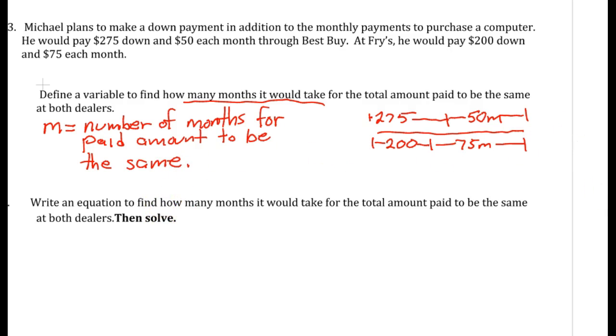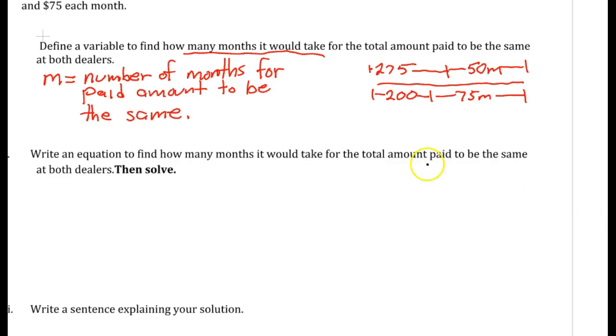All right, write an equation. So we want to know when they're going to be the same. Same means equals. So when are these two equal to each other? When is $275 plus my $50 a month equal to $200 plus $75 a month? So I have $275 plus $50M. When is that equal to $200 plus $75M?